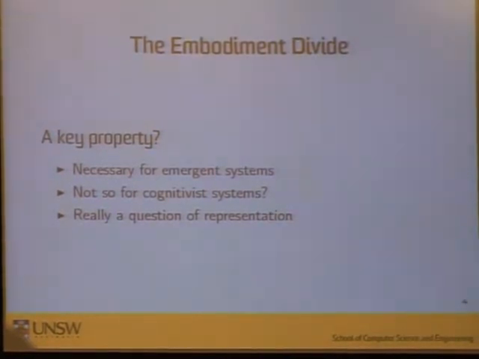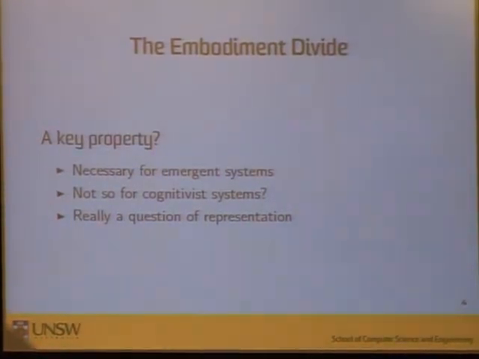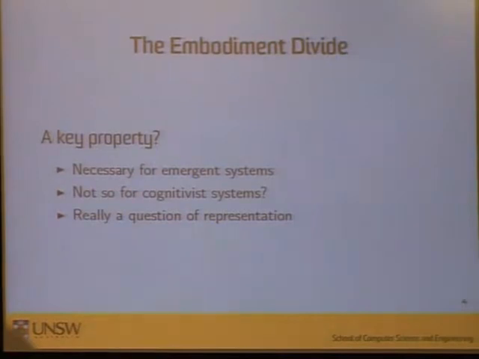And this is seen as a key property to differentiate these two families of systems, because it's necessary for emergent systems. Most emergent systems have their input strongly coupled with their output. So, for example, a neural net, in a connectionist kind of system, its output layer is directly dependent on the input that it gets at the input layer, and so there isn't really an intermediate stage there.